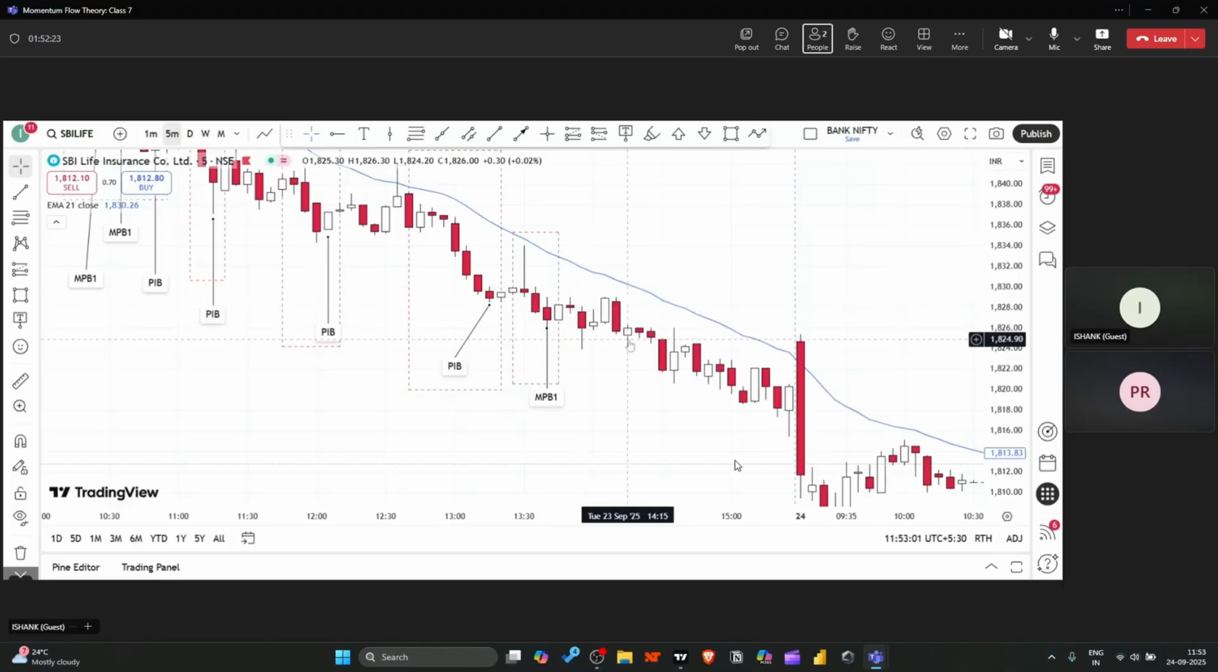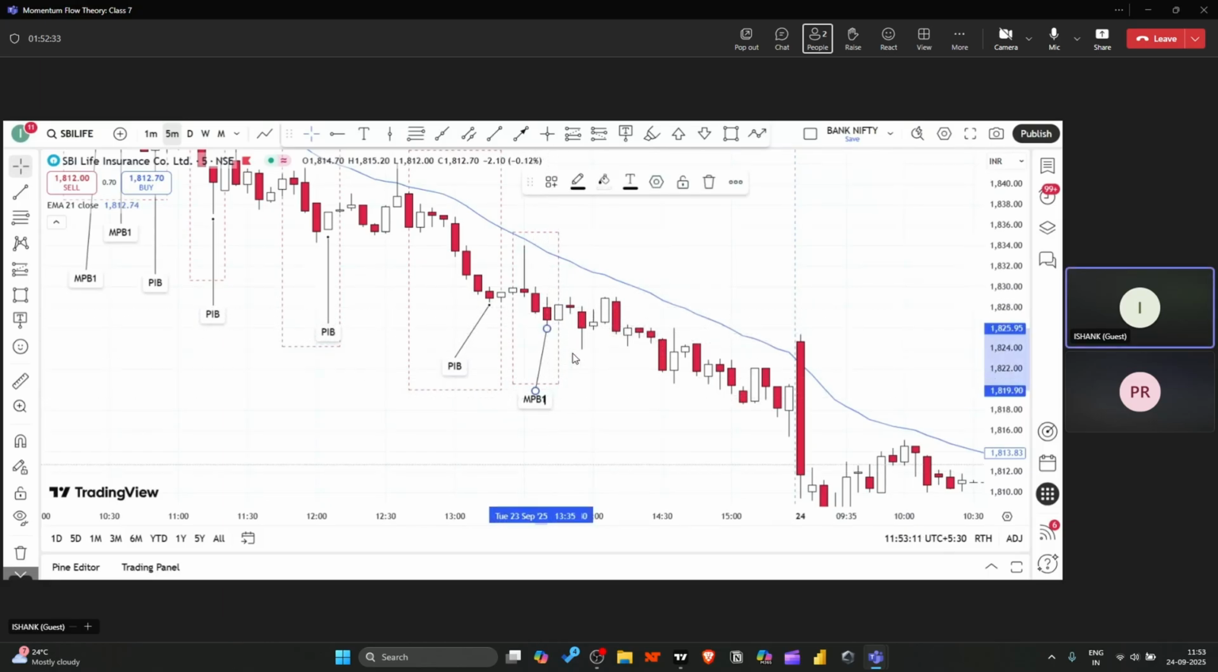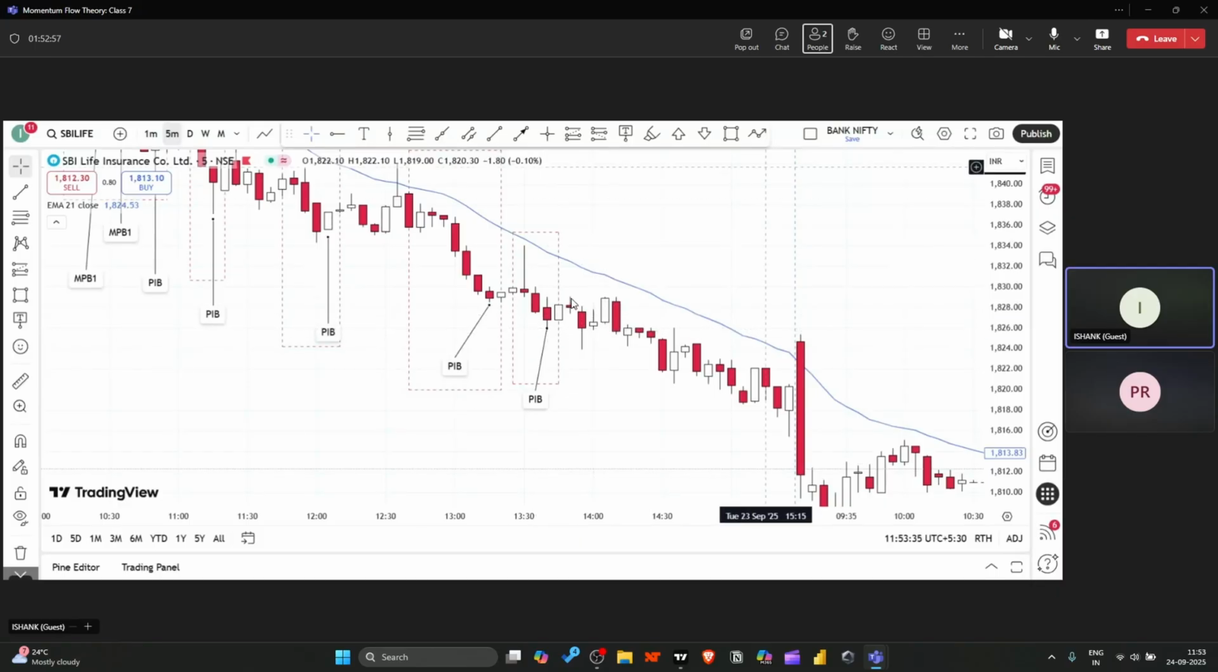Now come to the concepts again. Let me explain. After that, sorry, that MPB 1 is PIB actually. So after that, we got one more spike down which violated the low of this PIB. So again, a breakout spike might start. We don't know yet. From here this is again a breakout. We might think, okay, we will get one more spike down. That is why we will mark that.